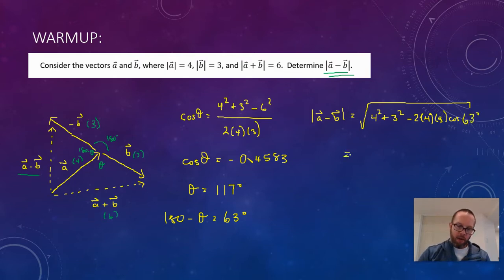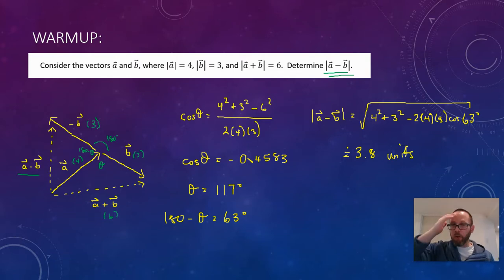And now just finish this off. 25 minus 24 cosine 63. And square root that. So I got about 3.8 units long. You can double check that as well. But yeah, I thought it would be a good little warm-up question. That question really sees if you know how to draw vector addition and vector subtraction.